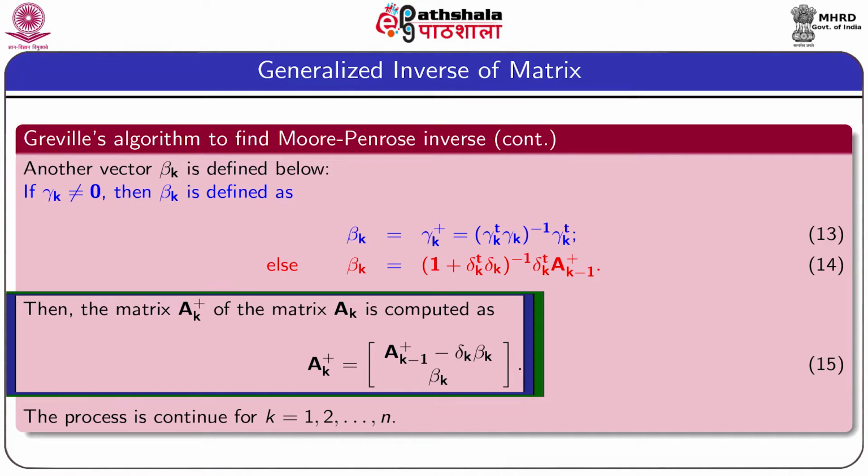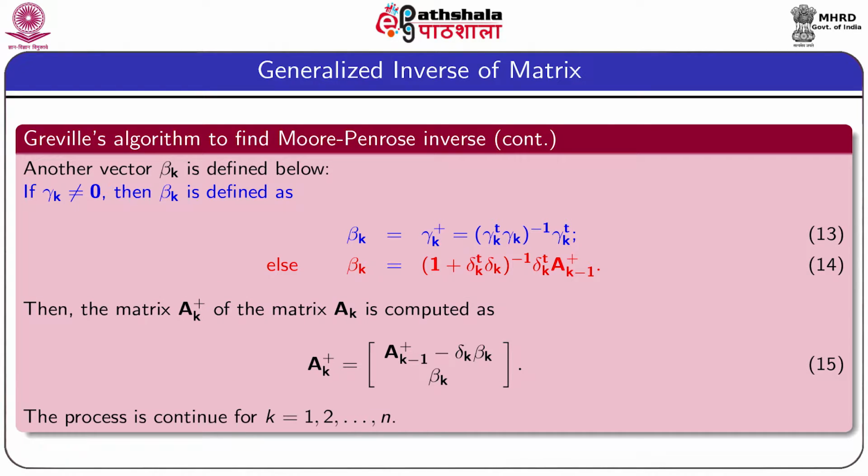Then the Moore-Penrose inverse of the submatrix A k, that means A k plus, is computed as A k plus equal to a matrix containing two rows. The first row is A k minus 1 plus minus delta k into beta k, and the second row is beta k. This process is continued for k equal to 1 up to n, where n is the number of columns of the matrix A.